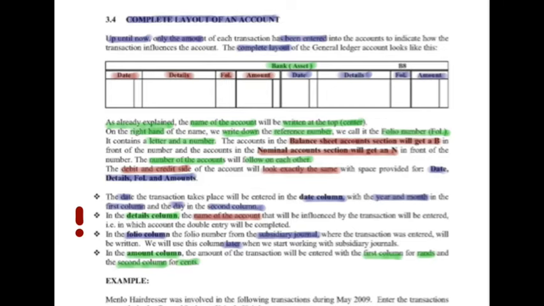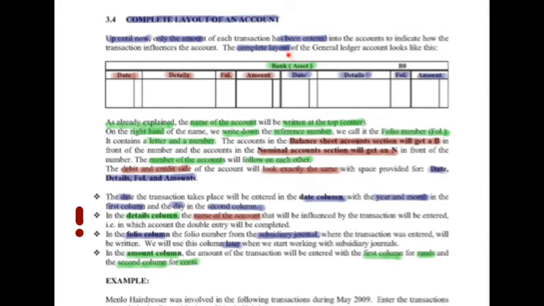In this video, we will look at the layout of an account. Up until now, we only wrote in the amount in the account. So we just got used to the entry of a debit and a credit entry amount-wise. Now the complete layout of the general ledger will look as follows.